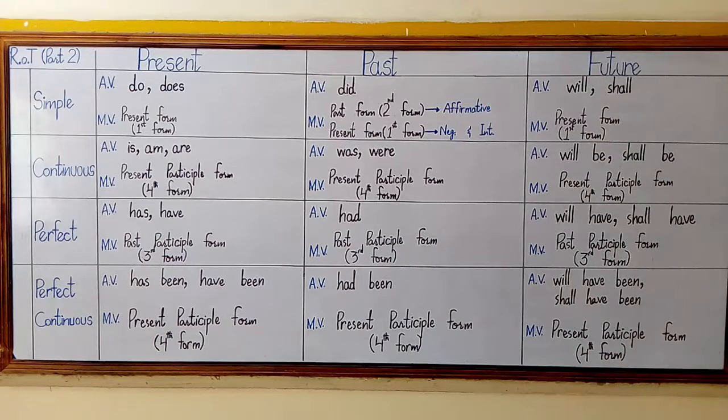So I hope you have clearly understood this chart. What you all need to do is to memorize the auxiliary verbs, and I have already told you the technique of remembering or memorizing the form of main verb used in each tense. If you do so, it will be easy for you to make sentences of each tense.